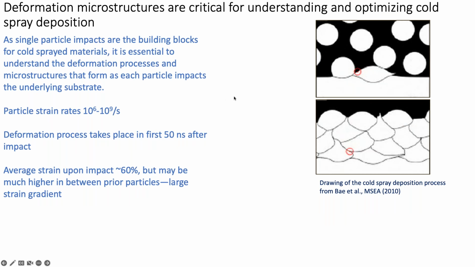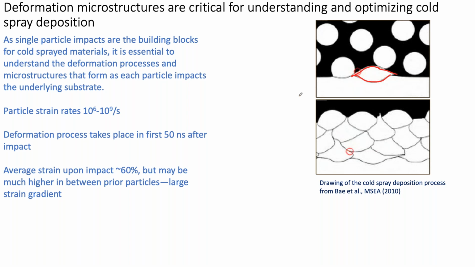Okay, so let's talk a little bit about what's going on. Here's a nice cartoon by Bae's group in South Korea, where they're showing multiple particles hitting the substrate. There may be some level of embedment that takes place during this process. So when a particle hits, it may in fact partially indent or embed itself in there. It also flattens out. We're going to talk about the flattening ratio in a few slides. And then of course you basically build up the deposited material one particle at a time.